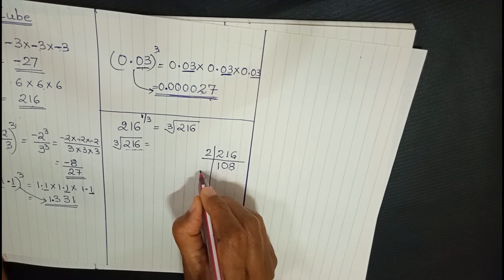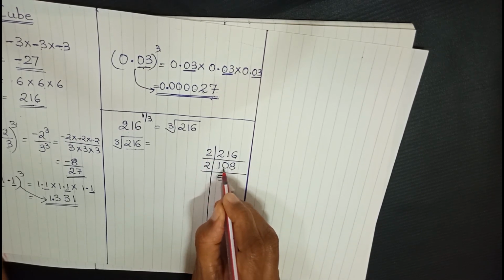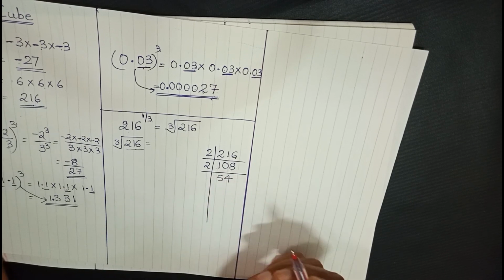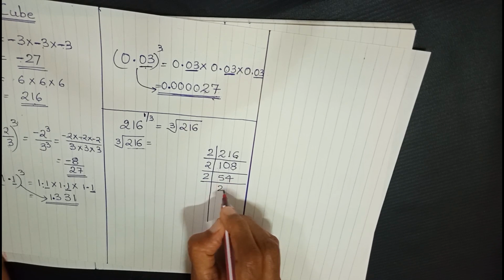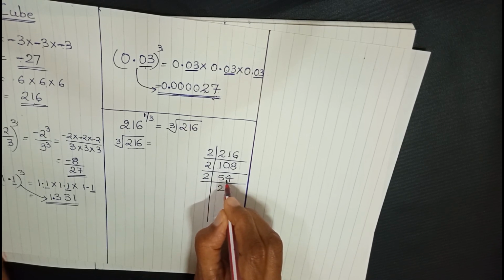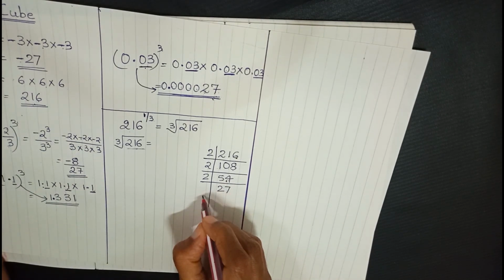Now again 8 is divisible by 2. So 2 fives are 10 and 2 fours are 8. Again it will be divisible by 2. 2 twos are 4. 1 remains, so we write it here. So 14. So 2 sevens are 14.